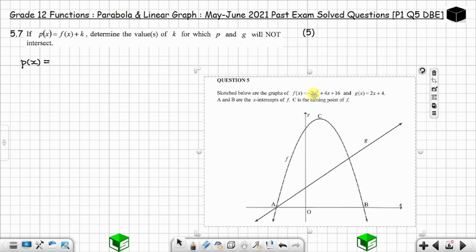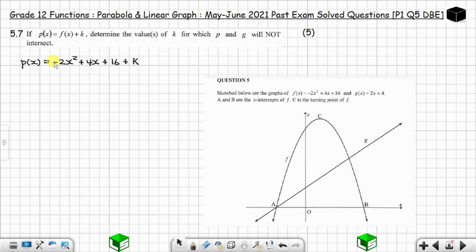This is f of x, -2x squared plus 4x plus 16. This is f of x plus k, right? So this is p of x, all this. So you have f of x plus k. This is f of x plus k, and now this is p of x.